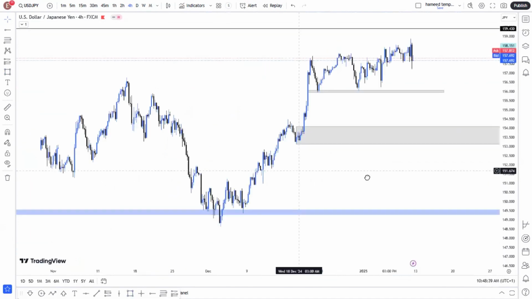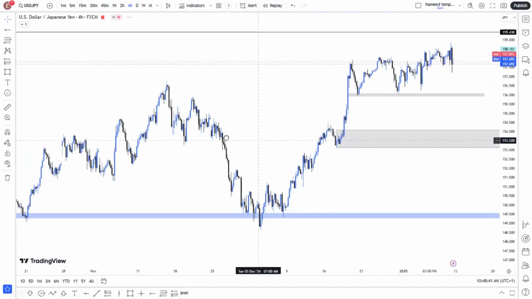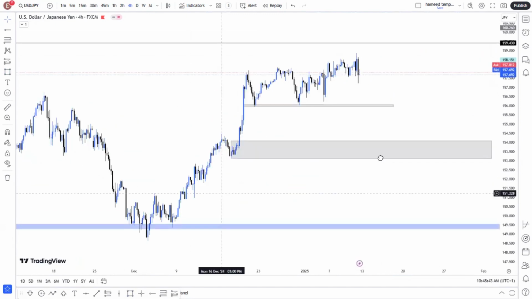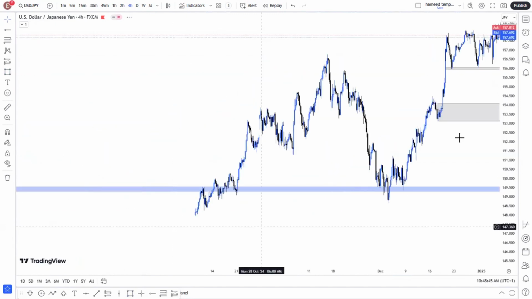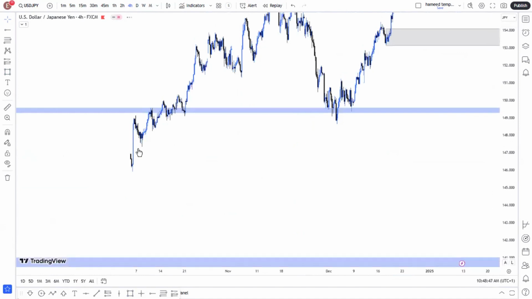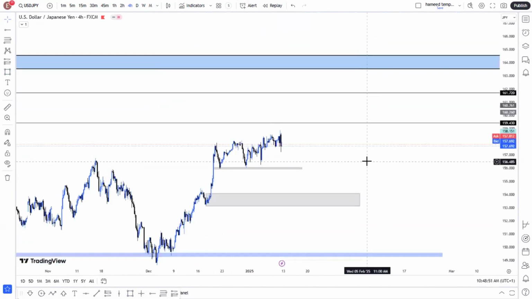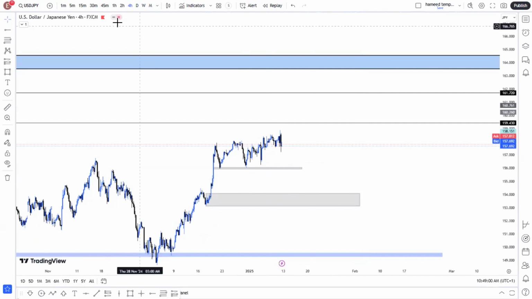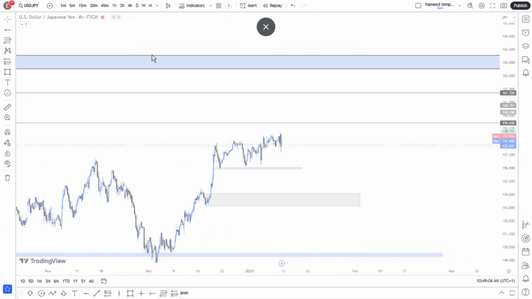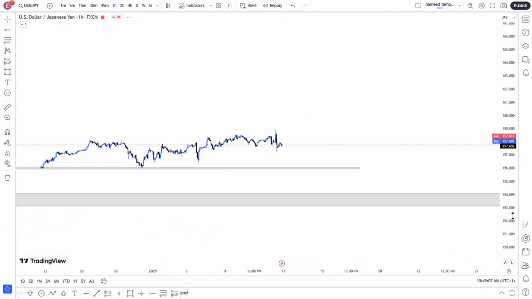Mind you, on the daily time frame, we're having a bullish trend, which means we have to be looking for a buy. So I'll be interested in buying from any support level. This is my support level, and this is also another support level from the daily time frame. This one is 4 hour. Now let me move to 1 hour.